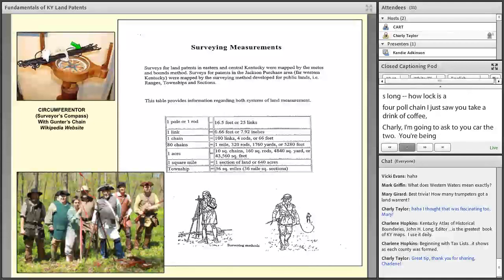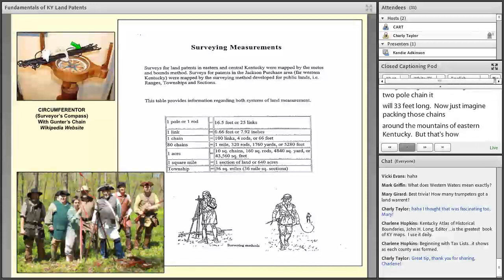I think it's going to come up to 66 feet. 64, 66. Yes. Yeah, that's carrying the two. Everybody does the same thing. All right. 66 feet long. If it's a two pole chain, it will be 33 feet long. Now just imagine packing those chains around the mountains of eastern Kentucky. But that's how they measured.